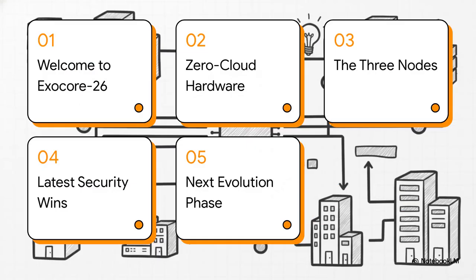So here's our roadmap for today's Explainer. First, welcome to Exocore 26. Then, the Zero Cloud hardware strategy. Third, inside the 3 nodes. Fourth, latest security and system wins. And finally, we'll wrap up with the next evolution phase.